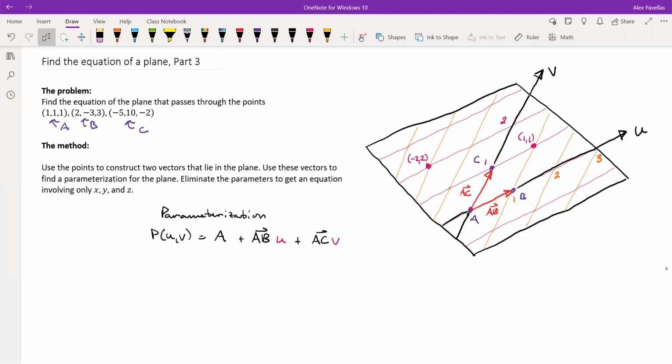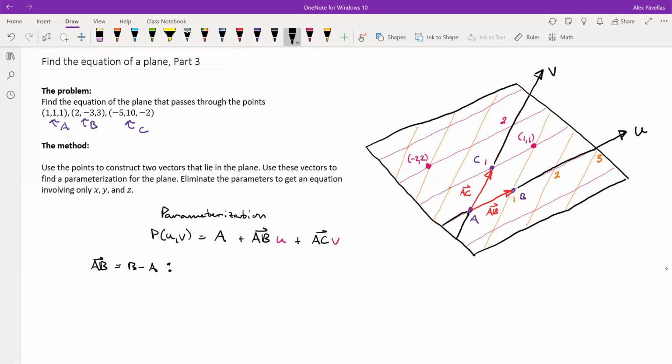Well, it's literally just this, right? We start at A, we move some amount in the direction of the vector AB, and then we move some amount in the direction of the vector AC. So we need to figure out what these vectors are. So if A is 1, 1, 1, and B is 2, -3, 3, so the vector AB will just be the point B minus the point A.